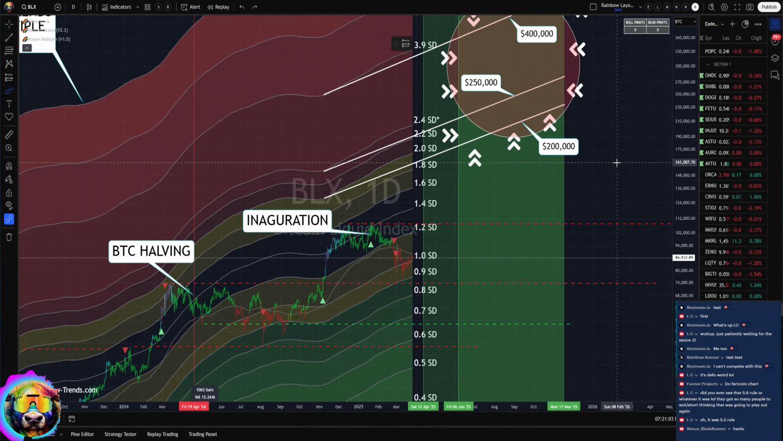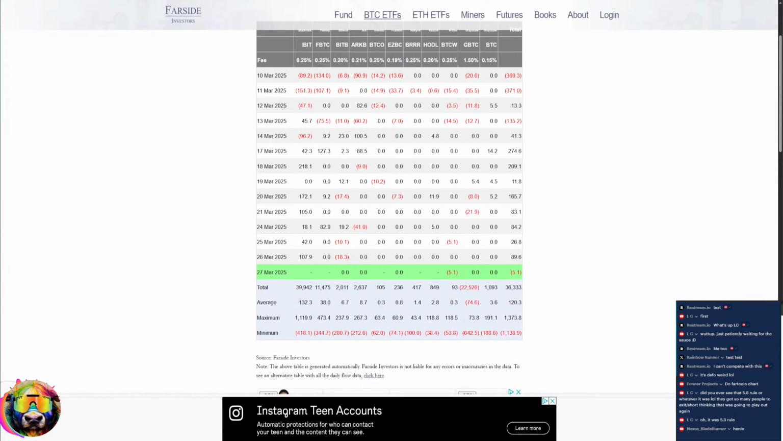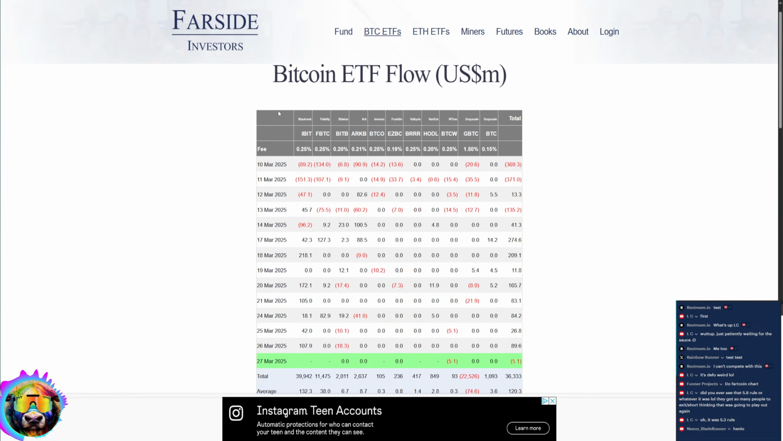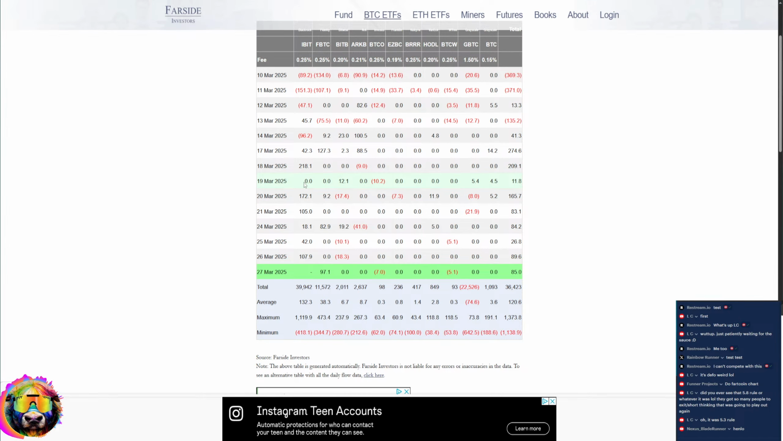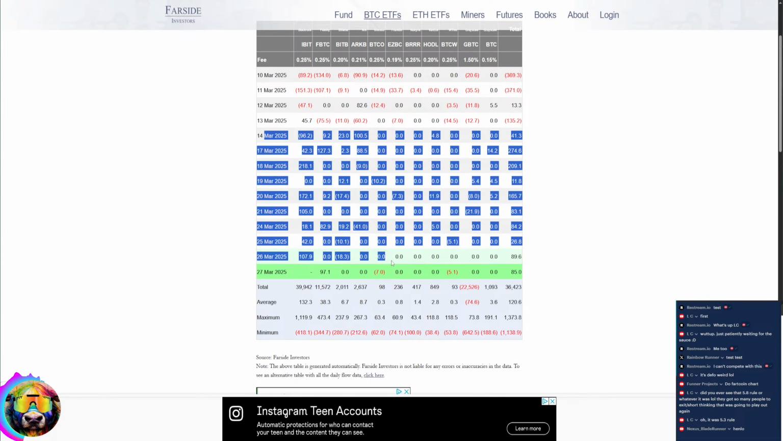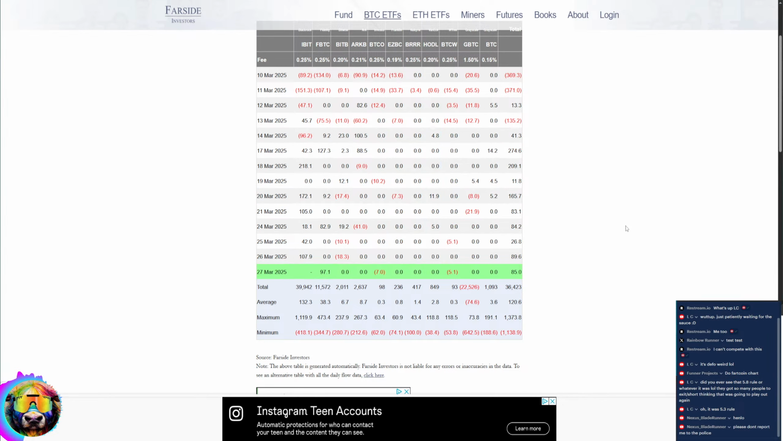But that's the Mayer multiple. That is the Bitcoin rainbow chart. Let's look at the ETF flows. Let's refresh this page because some of the data is coming in now. Bitcoin's down, but the ETF flows are moving up. So they're buying, they're onboarding. Since March 14th, they've actually been bullish, which is impressive.